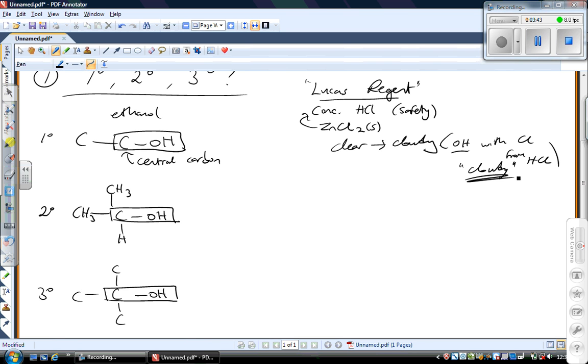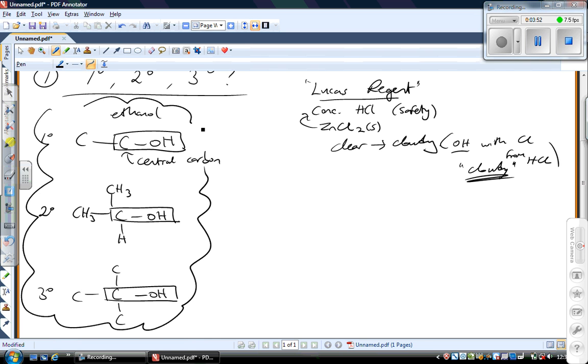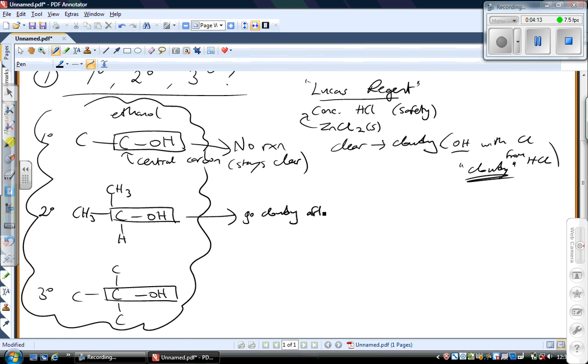All right. So simple observations. Just divide this up. So this is straight from your poster, primary, secondary, and tertiary for alcohols. So with a primary alcohol, there's no reaction at all with Lucas reagent. So no reaction, it stays clear. With a secondary alcohol, it will go cloudy after 10 minutes, and that's with heat as well. So it's quite a slow reaction. But with a tertiary alcohol, it's immediate.